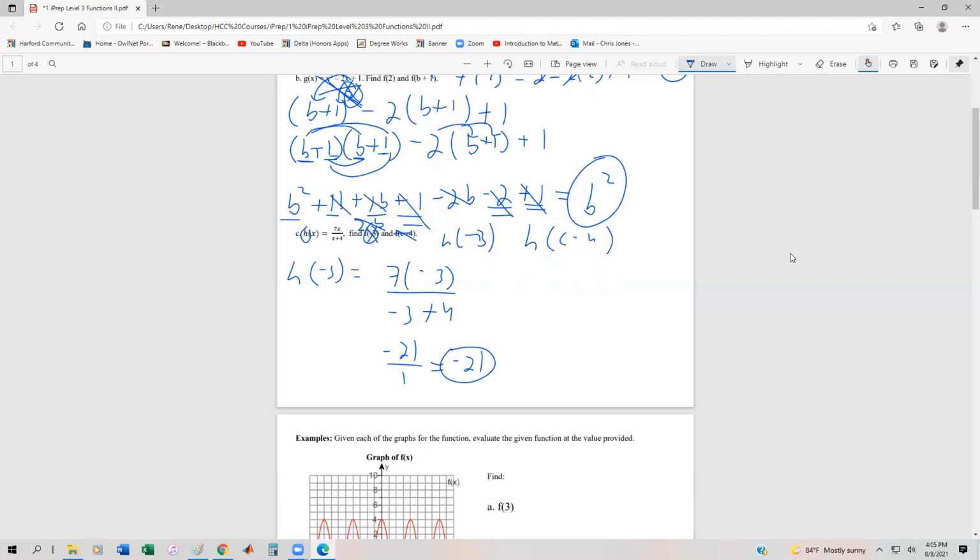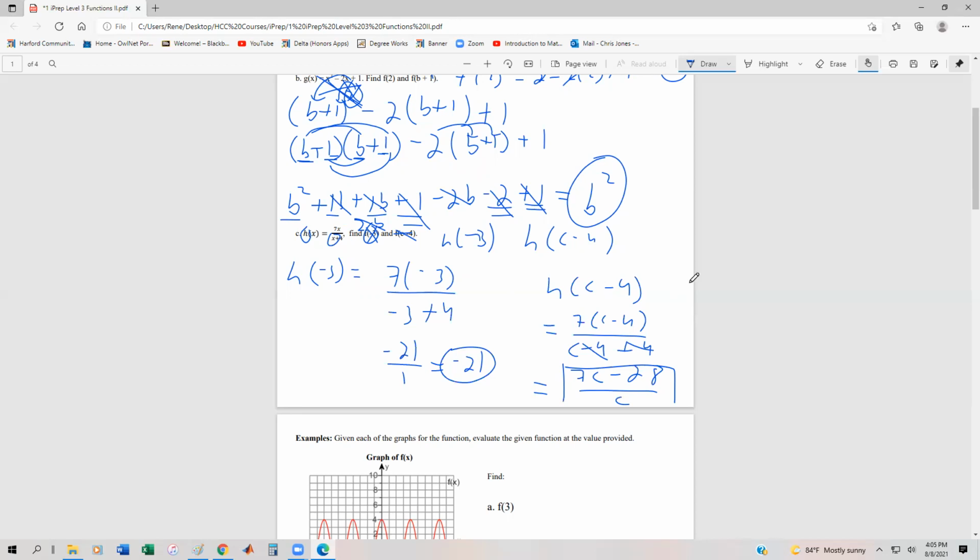And then if we plug in h at c minus 4, that's going to be equal to 7 times c minus 4 divided by c minus 4 plus 4. And notice what we can do is we can cancel out the 4's in the denominator, and we could distribute the 7 in the numerator. So this could be 7c minus 28 divided by c. Right? So that's just how you would go through and be able to evaluate or substitute into functions.